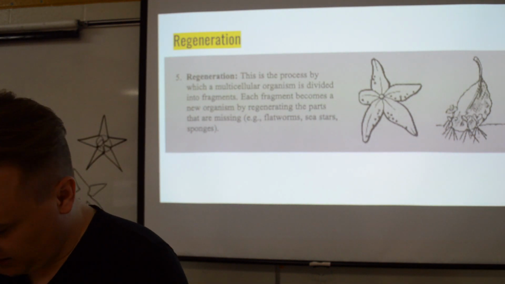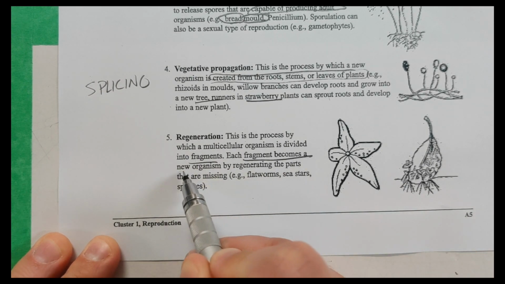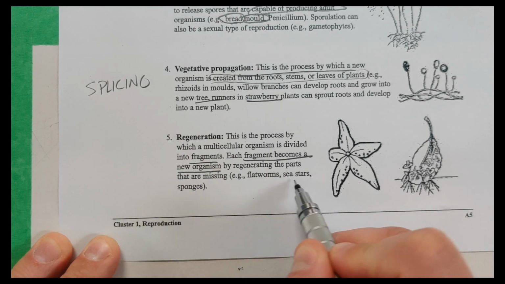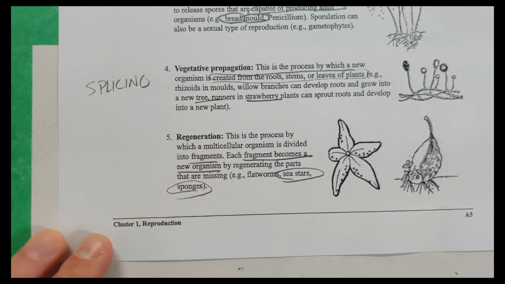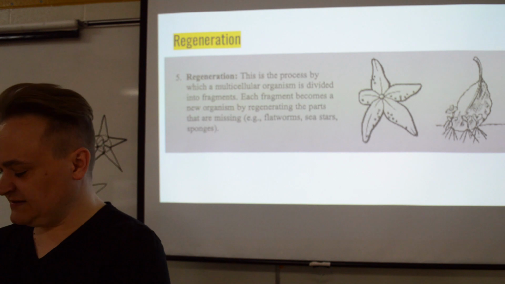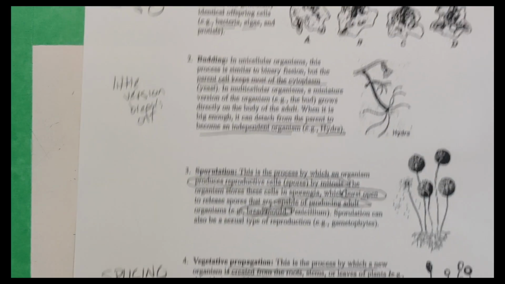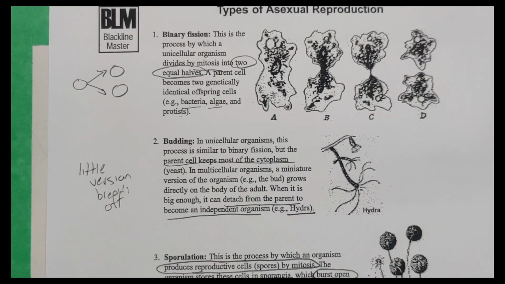What should you write here? I would say fragments. Each fragment becomes a new organism. And I would say sea stars, sponges are good examples of that. So that's all you needed to do today. So the only thing you have to do for your assignment is just prove that you watched the video and submit this page in. Take a picture of this.